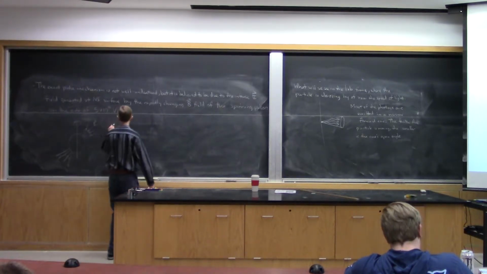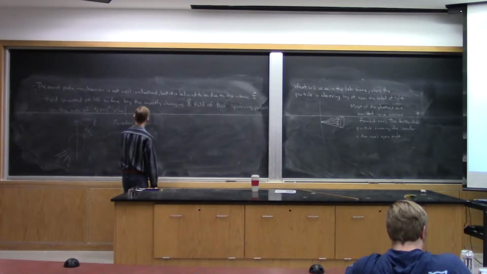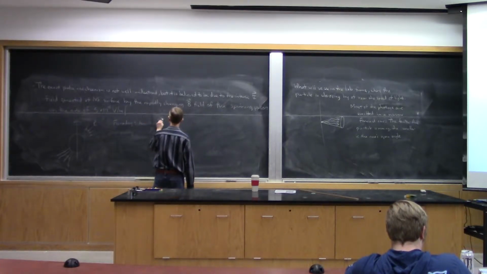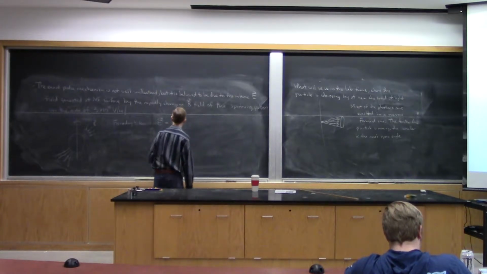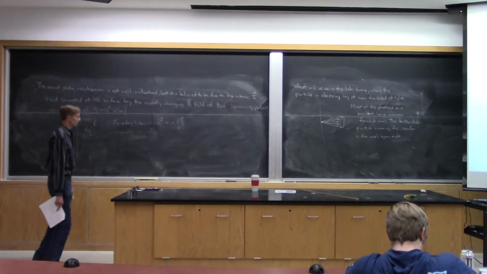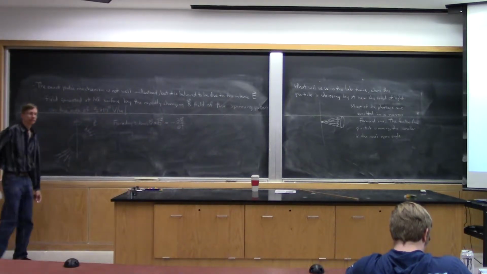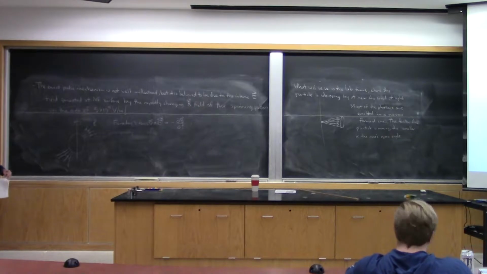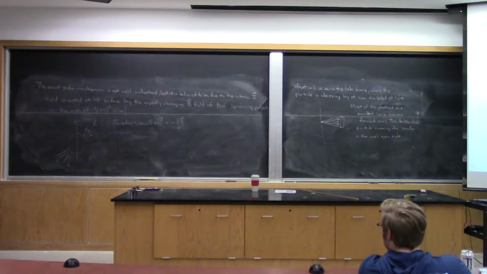Remember Faraday's law. Curl E is minus dB/dt. In other words, a changing magnetic field, a time-variable magnetic field, gives rise to an electric field. That is what Faraday's law says.